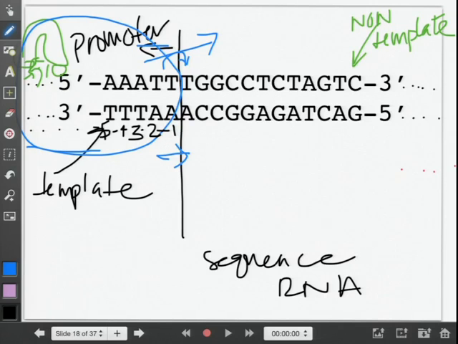So then the RNA polymerase travels down, finds the sigma factor on the promoter, and then starts traveling, breaking hydrogen bonds to get a single-stranded template and complementary base pairing to the template strand.